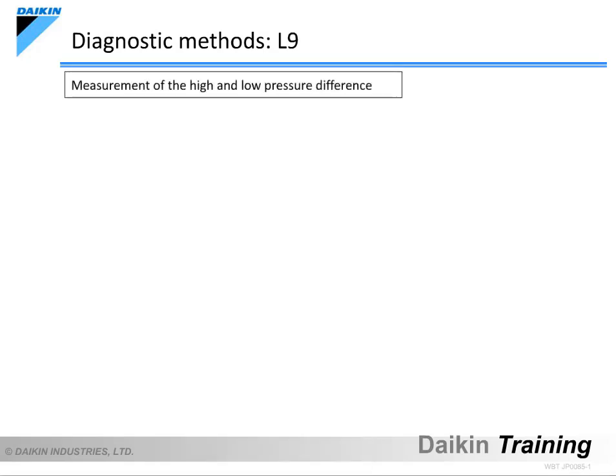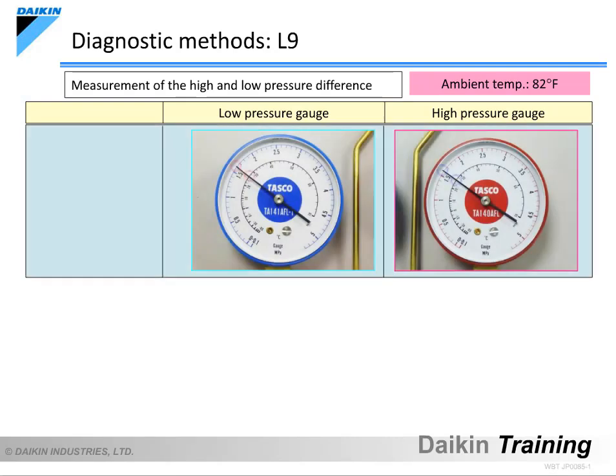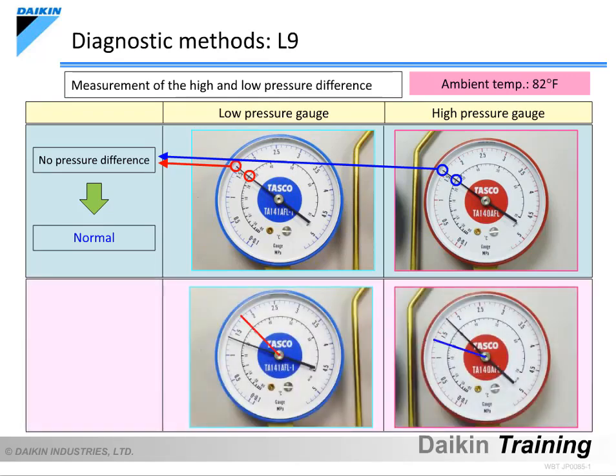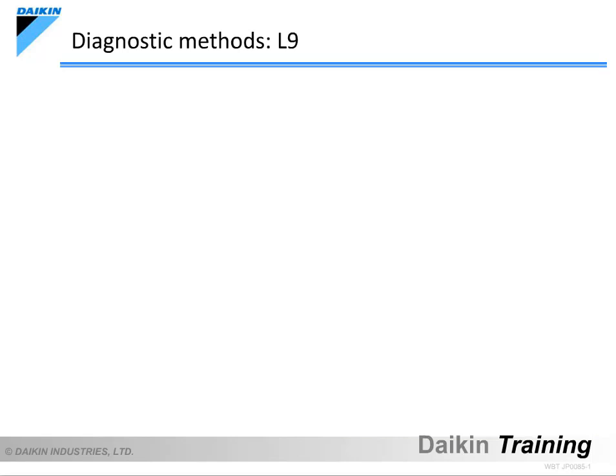After the pressure gauges are attached, check for a pressure difference between the high and low pressure sides. Normally, there is virtually no high and low pressure difference during startup of an inverter compressor. If there is a high and low pressure difference of 43.5 psig or higher during startup, the compressor will not start up, so check for the cause.